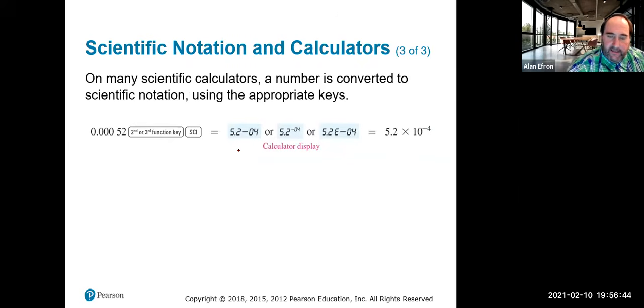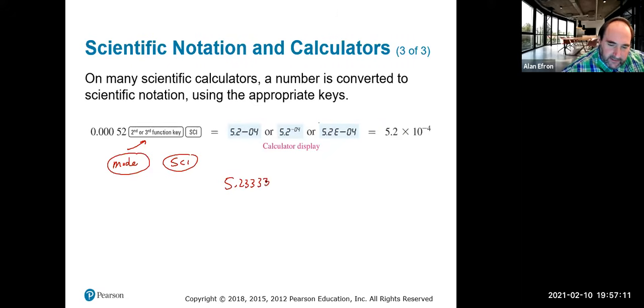If you want to turn your calculator to give you your answers in scientific notation, this is one way you could do it. A lot of calculators have a mode button, and you could move it to SCI, and that will put all your calculations into scientific notation. A reminder: sometimes people will get an answer in their calculator like this, and at the very end there's an E -4, or maybe a very small 10 with a -4 up here.